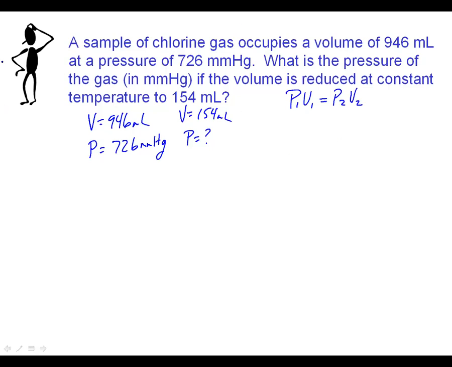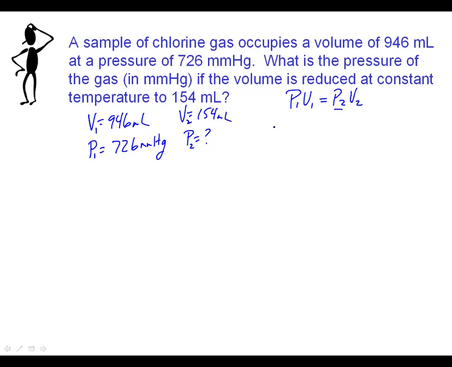And usually what people do is just go in order of the problem. So since this stuff came first, we'll call these guys ones, and we'll call these guys twos. It really doesn't matter which are the ones and the twos as long as you keep the information that goes together. So you can't go 726 with 154. You've got to keep the right numbers together. We basically have everything here except for P2.